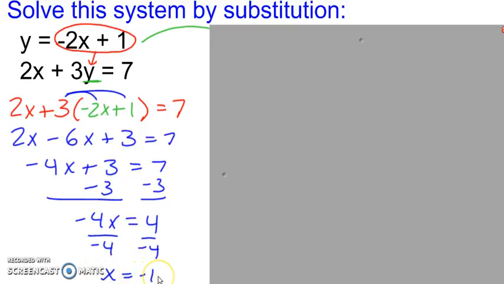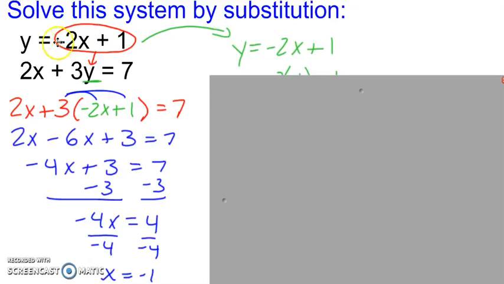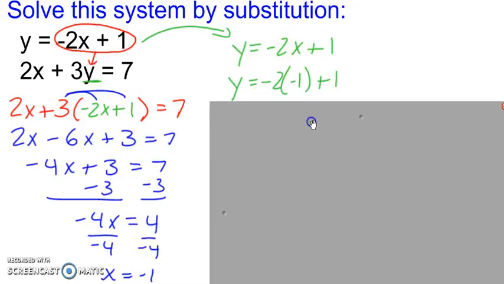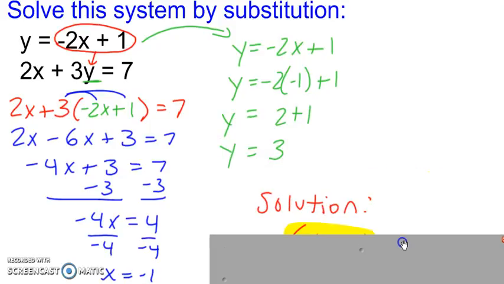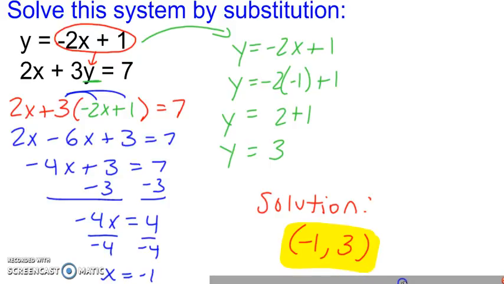I'm going to take that negative 1 now because I know my solution is going to be a point. So I need to plug negative 1 into one of my original equations in order to find y. I plugged into the first equation because it looked a little bit easier. So I'm plugging my value of negative 1 in place of the x here. You can see that I wind up getting 3 for y, which tells me that my solution to the second problem is the point (-1, 3).